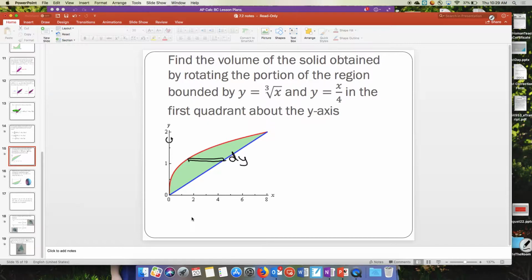Okay? Now, if we have thickness dy, our curves need to be in terms of y. So instead of y equals x over 4, we need x equals 4y. Instead of y equals cubed root of x, we need x equals y cubed, which looks a lot better to do for integration anyway. Okay.